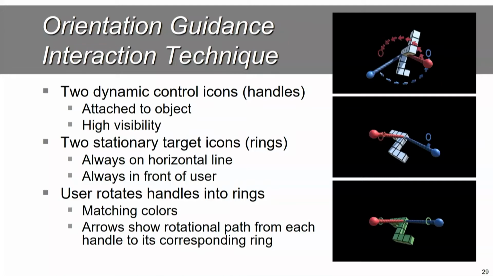This particular interaction technique, designed to show you how to orient something, was one of a set that we came up with and did a user study to compare. It involves two control icons, little handles, these barber pole-like things sticking out of this representation of the object itself. And there are two stationary target icons, little rings, one over here, one over there. They always live in a horizontal line in the center, always in front of the user, no matter what orientation task we're trying to perform.